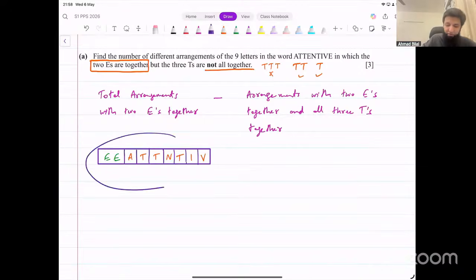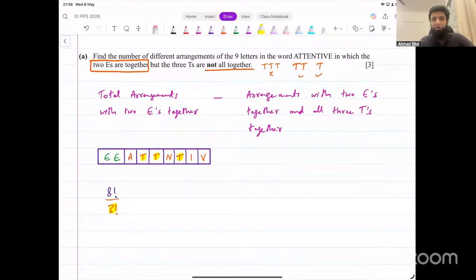In how many ways can we arrange these boxes now? There are 8 boxes in total, so we have 8 factorial. And in those 8 boxes, there are 3 T's that are identical, so we divide by 3 factorial. So it becomes 8 factorial over 3 factorial. That's the total arrangements in which the 2 E's are together and there's no other condition.